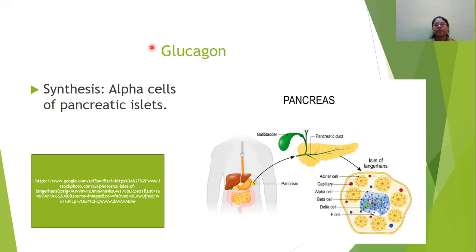The next hormone is glucagon. Again, this glucagon is secreted by the pancreas. As I have told you, the pancreas contains a group of cells called islets of Langerhans, in which different types of cells secrete different types of hormones. In this case, these are the alpha cells, and the alpha cells of islets of Langerhans are responsible for the secretion of glucagon, whereas the beta cells are responsible for secretion of insulin.